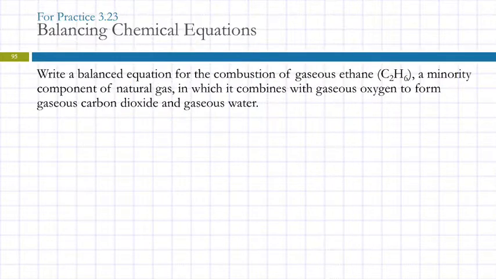Let's do another one. Write a balanced equation for the combustion of gaseous ethane, a minority component of natural gas, in which it combines with gaseous oxygen to form gaseous carbon dioxide and gaseous water. A lot of gas. Okay, so let's identify from the words where the pluses and the arrow would be. So it combines with oxygen, right? So combining with, that's the plus. To form is the arrow, carbon dioxide and water.